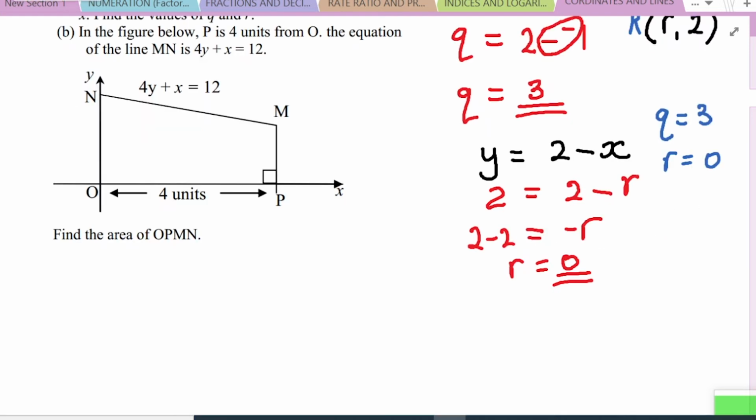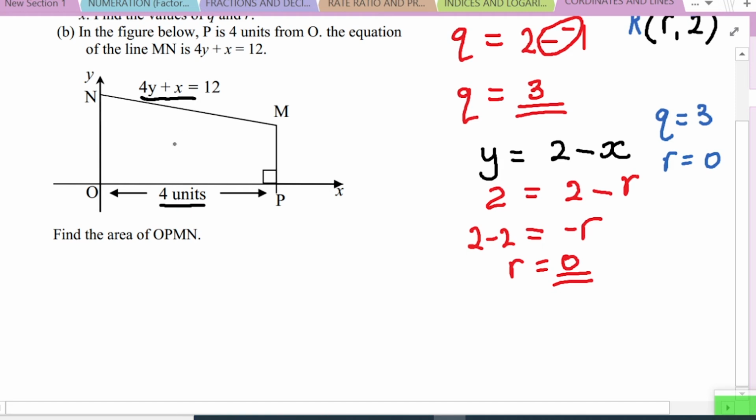So let's look at part B. Part B says that in the figure below, P is 4 units from O. These are the 4 units they're talking about. The equation of the line MN is 4y plus x is equal to 12. That is MN right here. Find the area of OPMN.